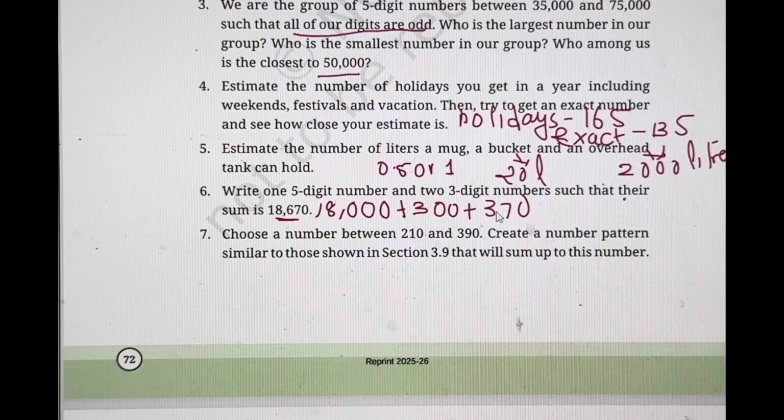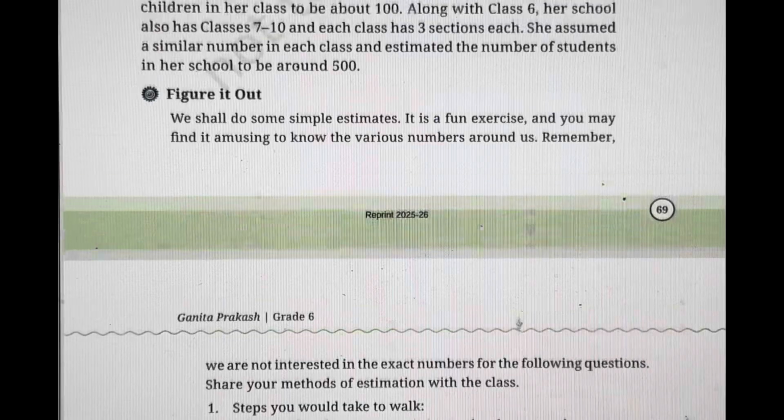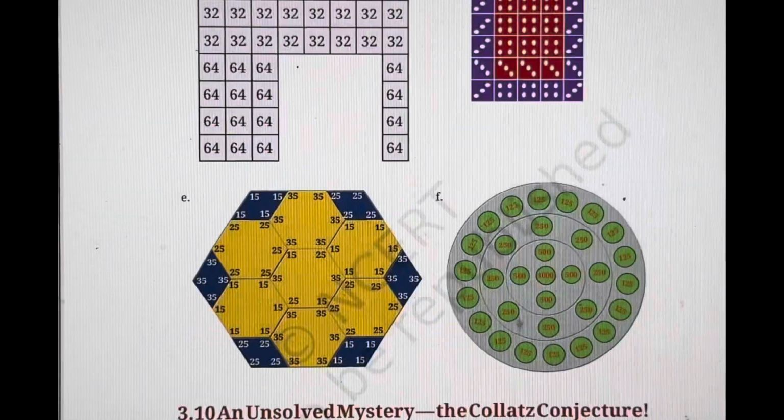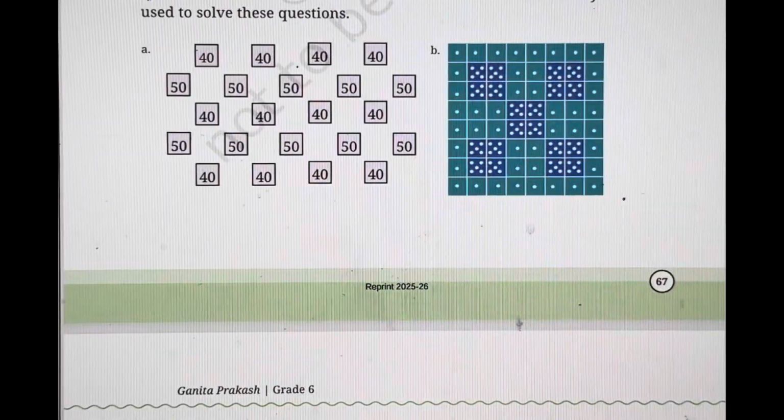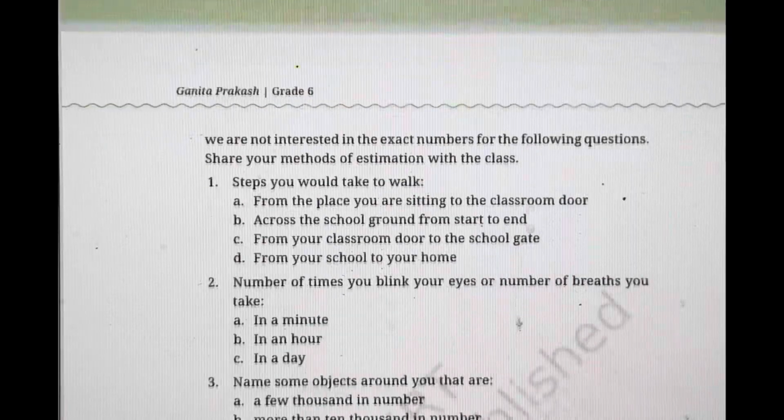Question number 7. Choose a number between 210 to 390. Create a number pattern similar to those shown in 3.9 that will sum up to this number. So the range is 210 to 390. So you can choose any number. I'll just show you which pattern they are talking about. So this one. So you can choose any of these patterns and choose any number between 210 to 390. So let us try to do that.